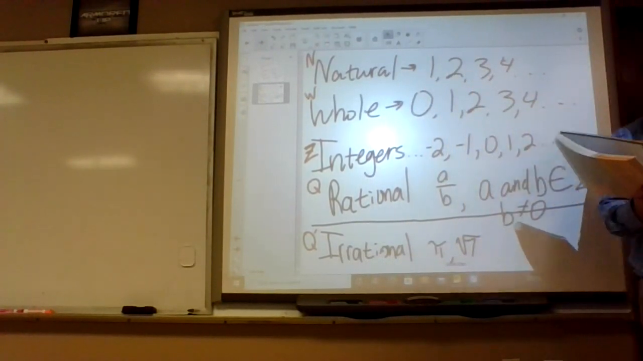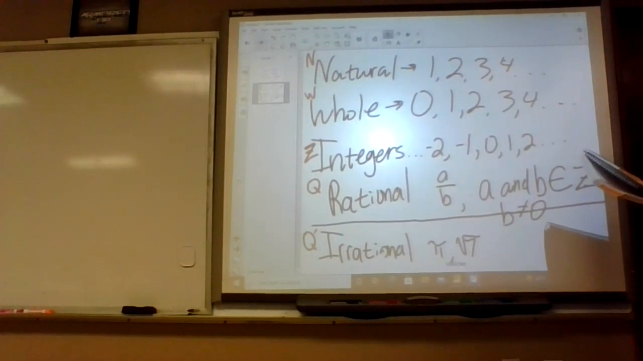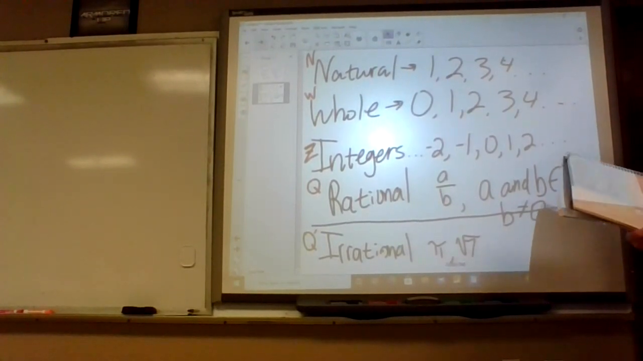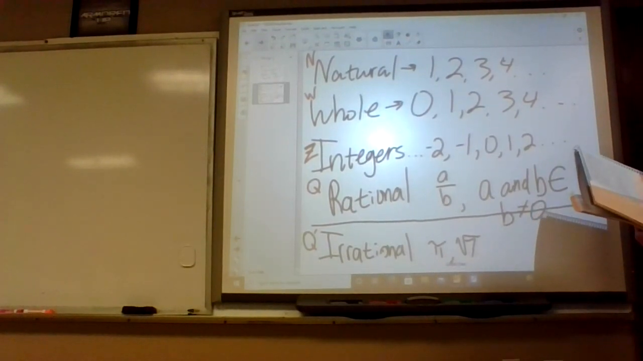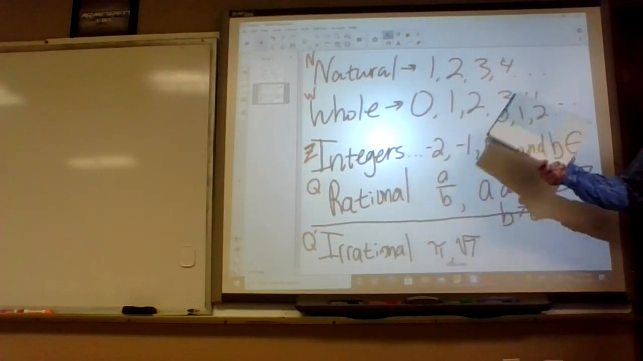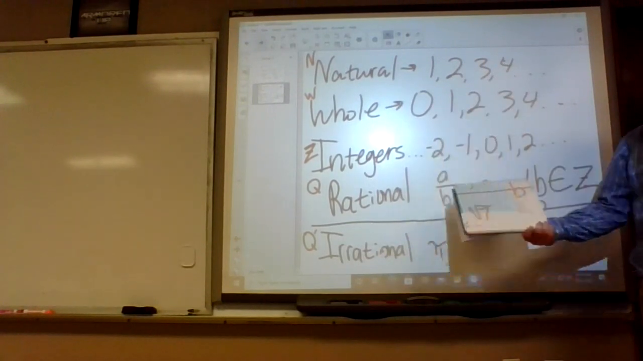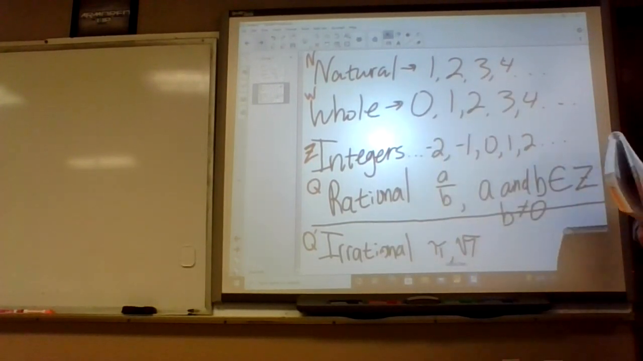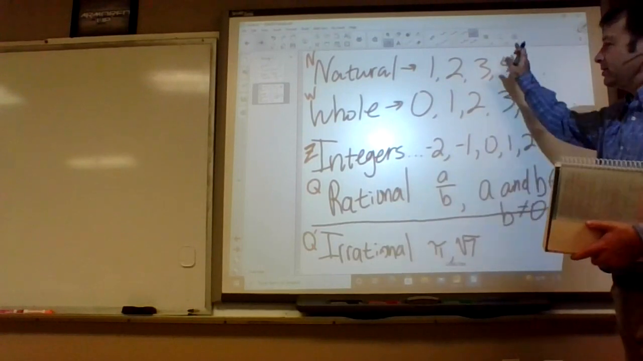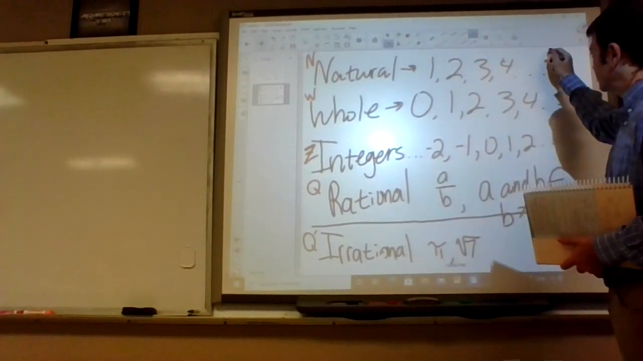Okay, so square root of 9 is actually 3. So what sets does 3 go in? All 4 of these: N, W, Z, and Q. So what are all these numbers together? Every number on the board, what's that called?